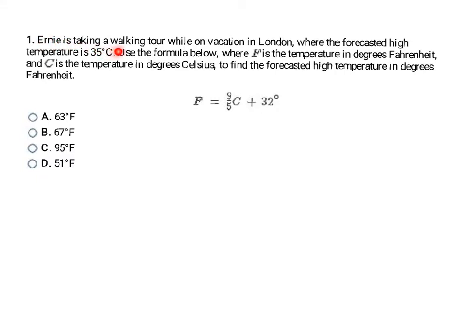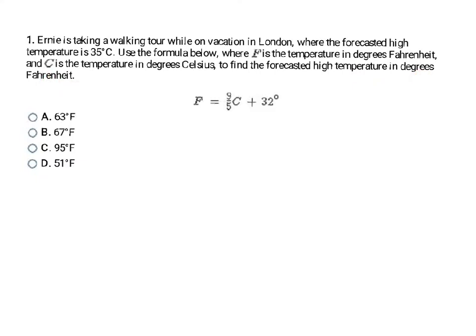Ernie is taking a walking tour while on vacation in London, where the forecasted high temperature is 35 degrees Celsius. Using the formula below, where F is the temperature in degrees Fahrenheit and C is the temperature in degrees Celsius, find the forecasted high temperature in degrees Fahrenheit.